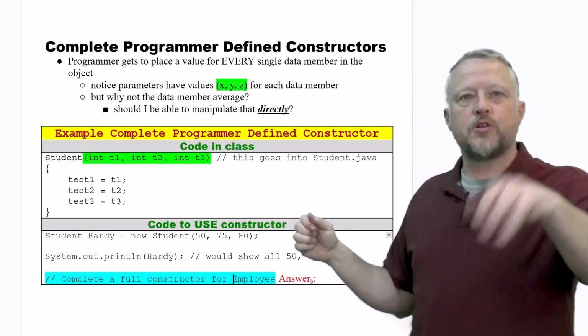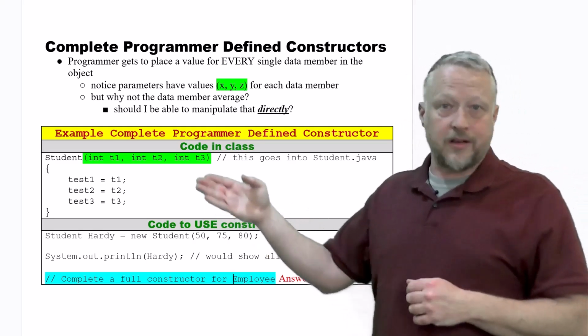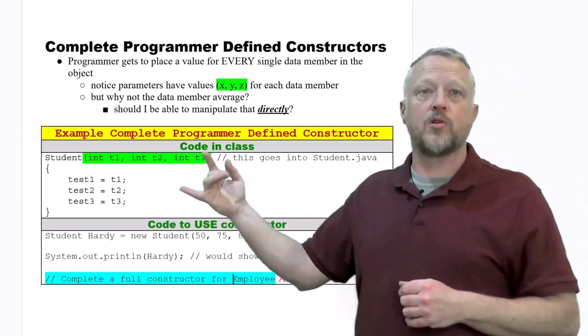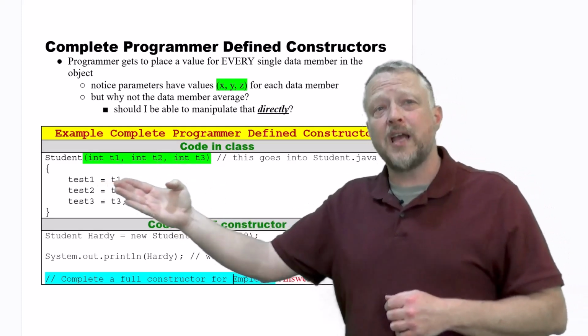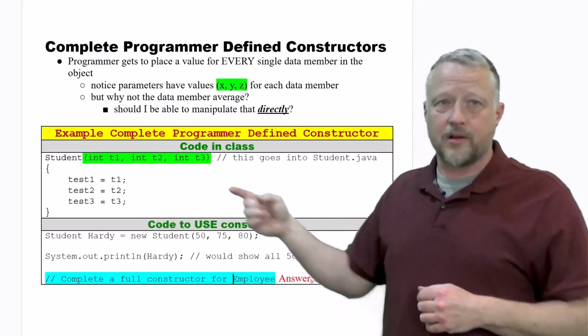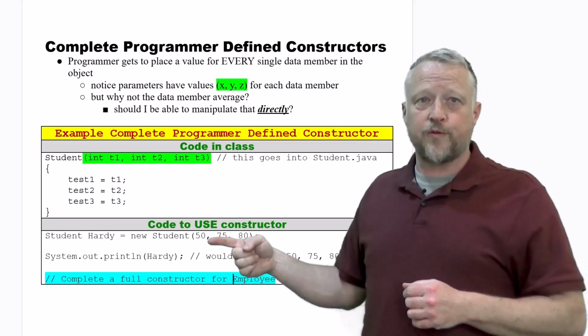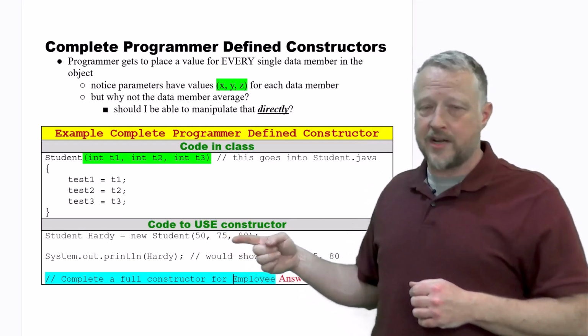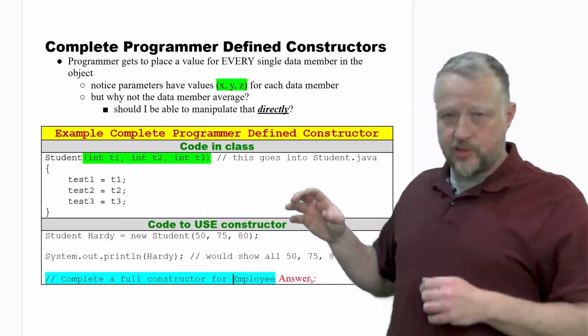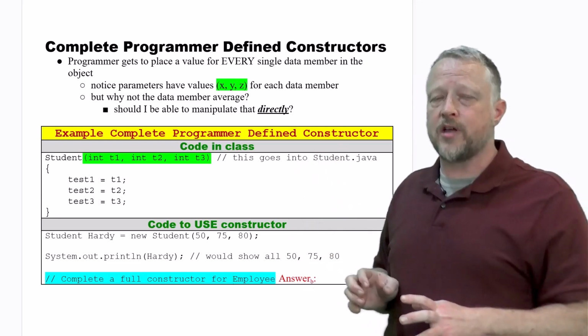But let's pretend that we did have a student that literally was only 3 test scores. There it would be. Notice again, the order is really important. That's going to be Hardy's first test. That's going to be Hardy's second. The order matters to this, so pay particular attention to that when we get to this.